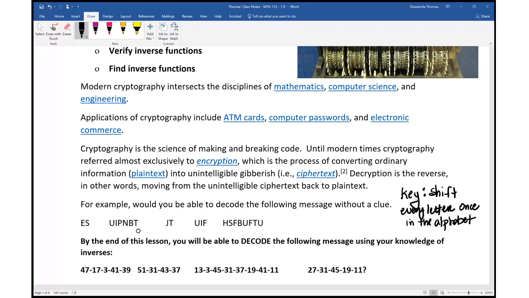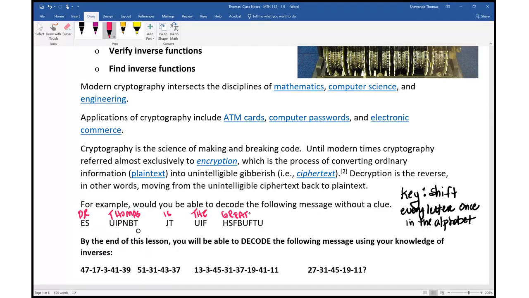Okay, so some of you may have figured out that this says, and I agree, Dr. Thomas is the greatest.